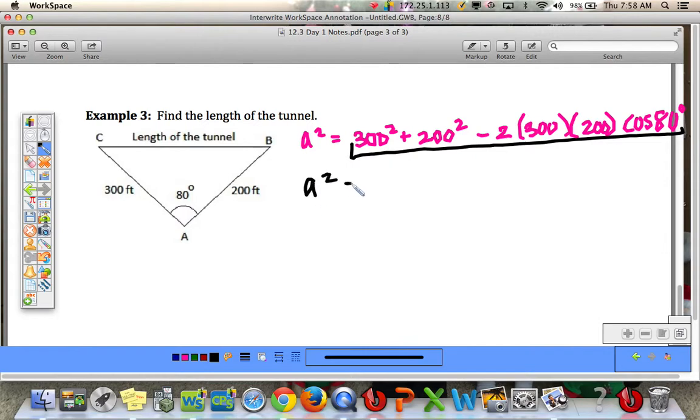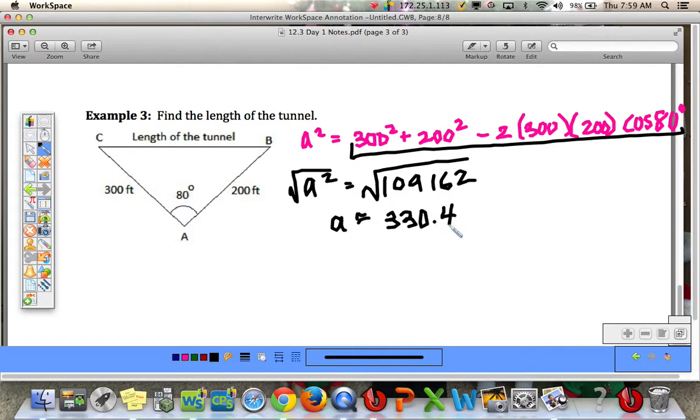Thank you very much. A squared equals 109,162. Take the square root of that, and A is about 330.4 feet.